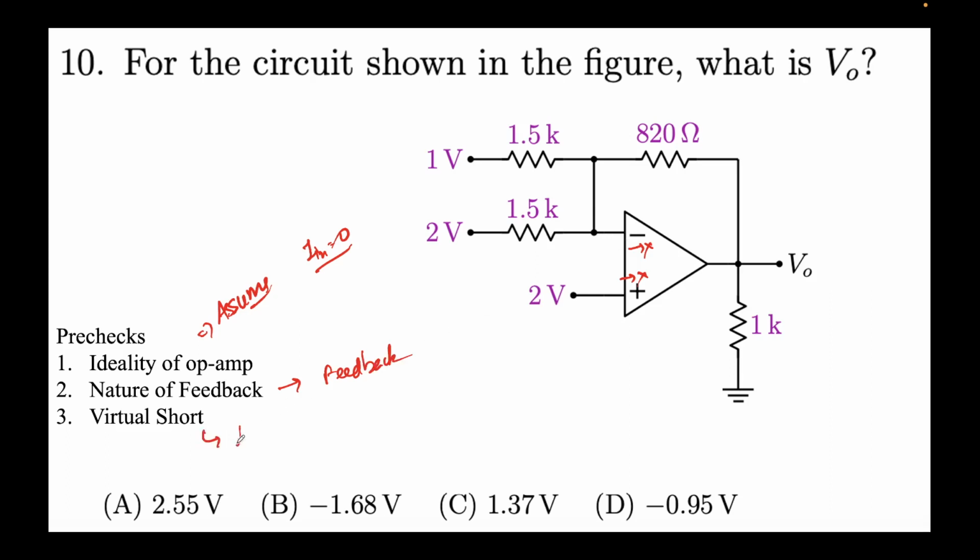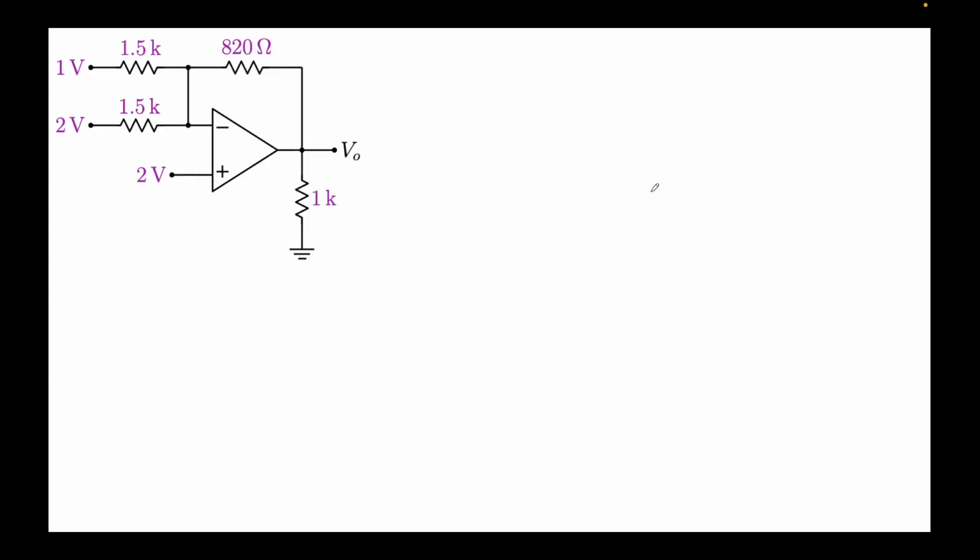Virtual short: we again assume it's operating in the linear region, with a stable output due to the negative feedback. So we'll assume the virtual short, which means these two terminals are almost at the same potential, right? We are required to find V0, so we first need this node, which due to the virtual short is at 2 volts, 2 volts, 2 volts, right?